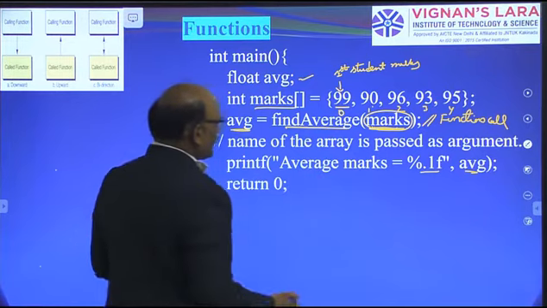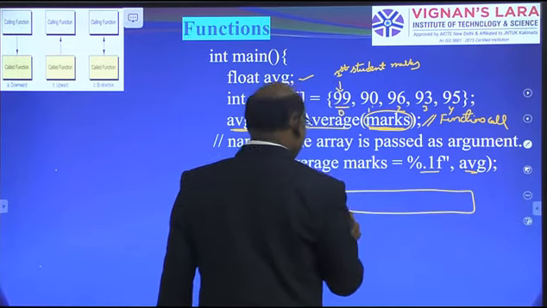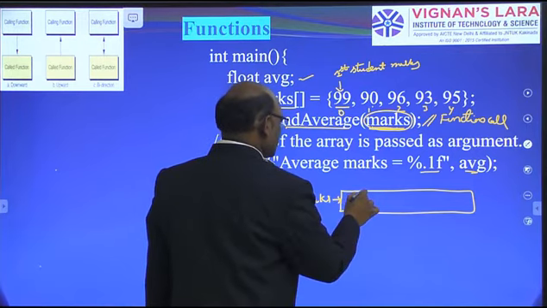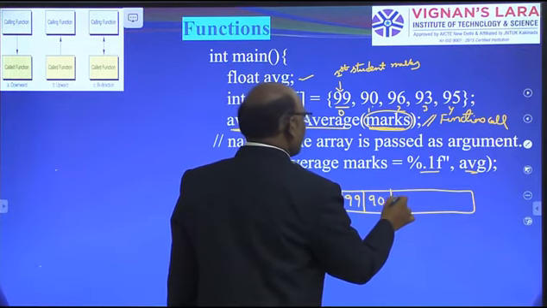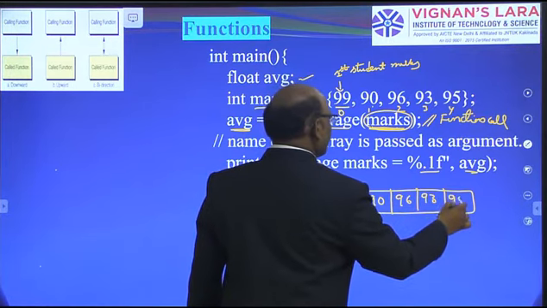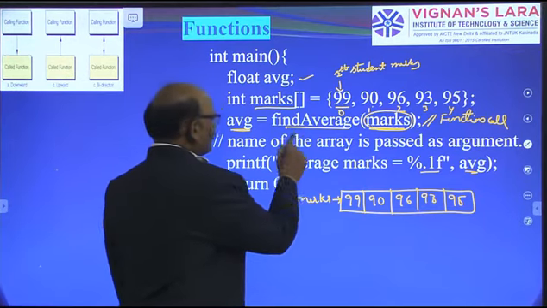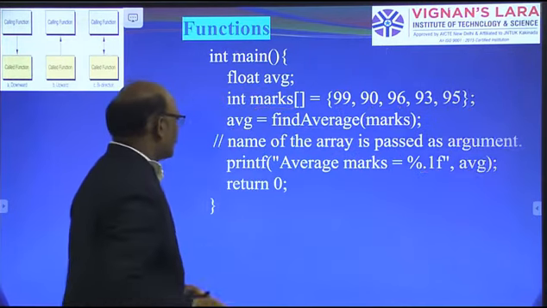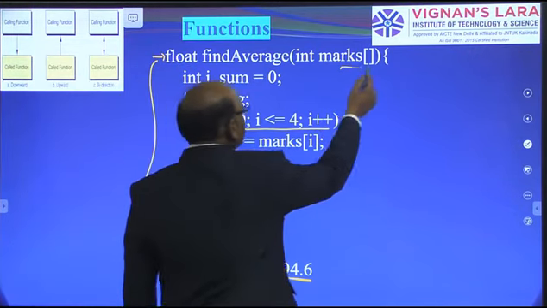First take an array, the marks array. Values are 99, 90, 96, 93, 95. So these are the values of the array marks. Then call find average of marks. Marks is passed as an argument to this function. Now control moves to the function and executes its code. So the marks array is passed here.